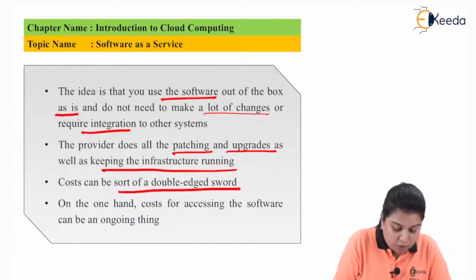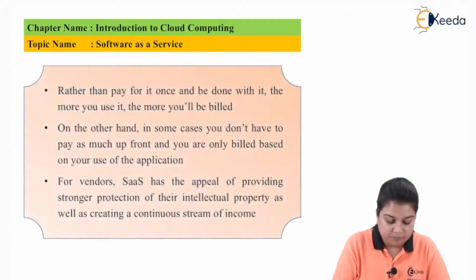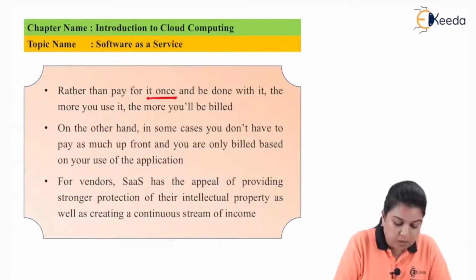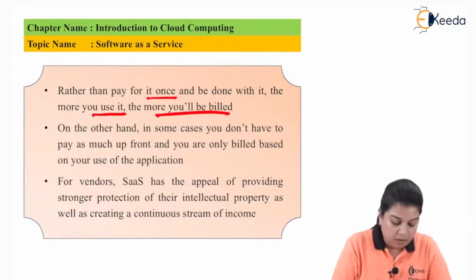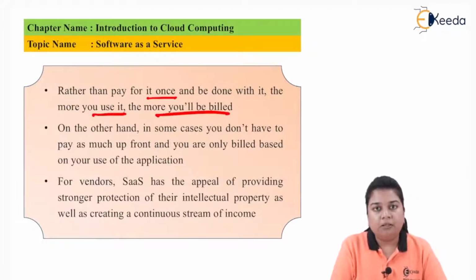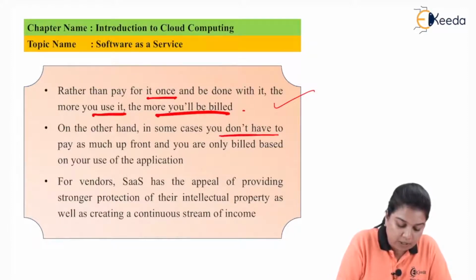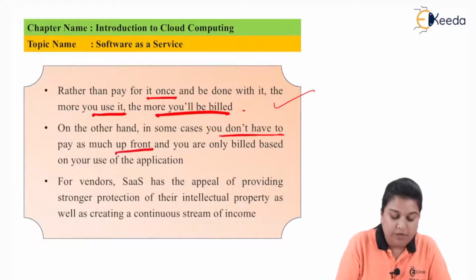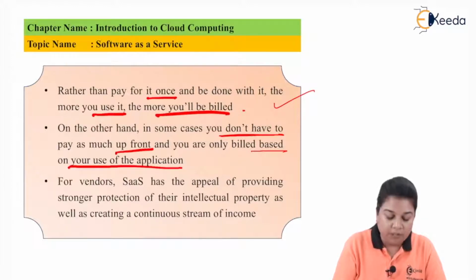Cost can be sort of a double-edged sword. On the one hand, cost for accessing the software can be an ongoing thing. Rather than pay for it once and be done with it, the more you use it, the more you will be billed. It is just like electricity: the more we consume, the more the bill generated. In a similar way, the more we use the services, the more we are billed. On the other hand, in some cases, you don't have to pay as much upfront, and you are only billed based on your use of the application.